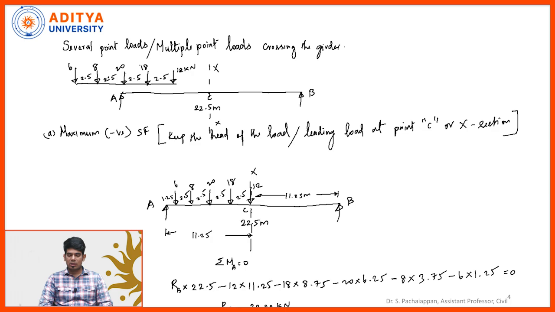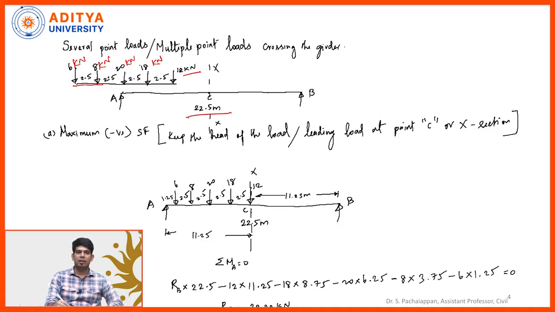So several or multiple point loads are crossing the girder. Here there is a system of loads: 6 kilonewton, 8 kilonewton, 20 kilonewton, 18 kilonewton and then 12 kilonewton, all in kilonewton, spaced at equal intervals of 2.5 meters, crossing the girder of span 22.5 meters from point A to point B. What is the first component? First I am going to calculate the maximum negative shear force.